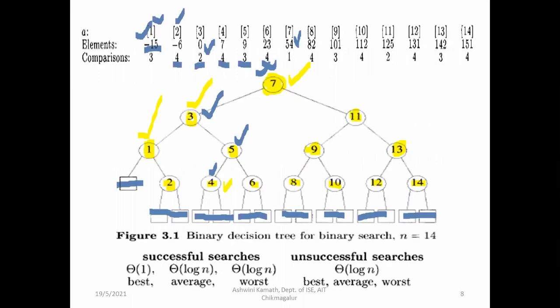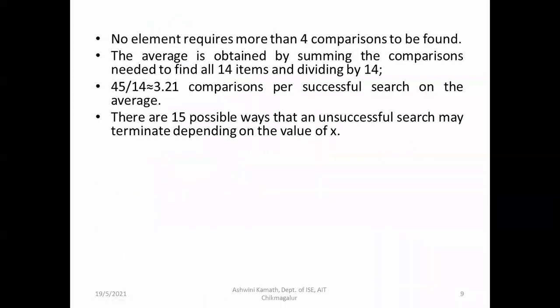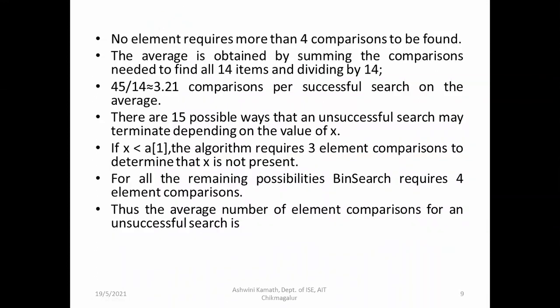If it is an unsuccessful search, then minus 7 will compare with 7, it will compare with position 3, it will compare with position 1. But if it is not present, then it will not compare with the last element because comparison will not be done. So only 3 comparisons in the first case. In the remaining 14 cases, it will be 4 comparisons. So it will be 3 plus 14 into 4, divided by 15.